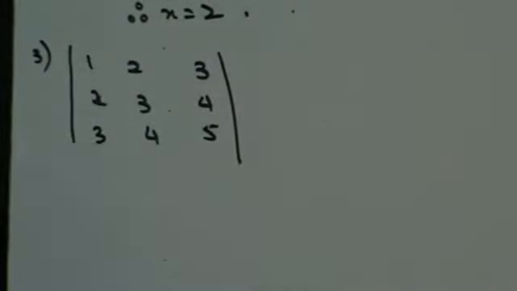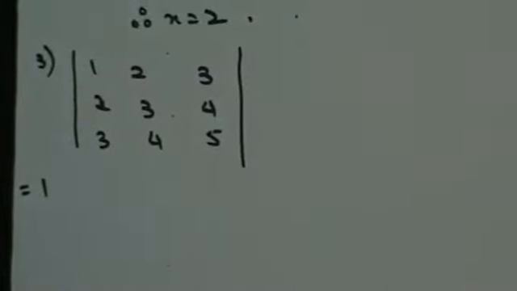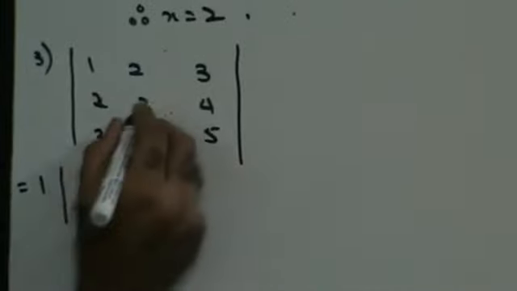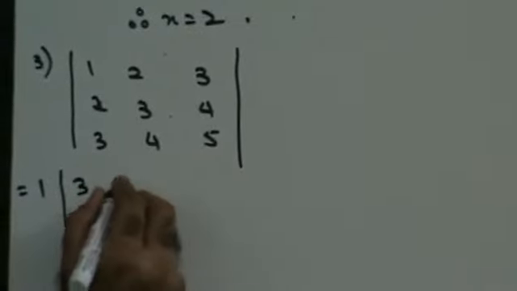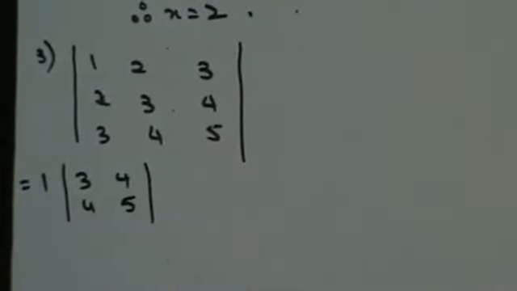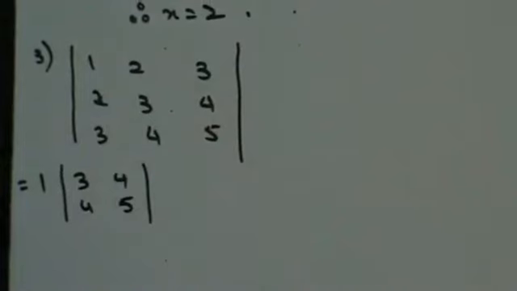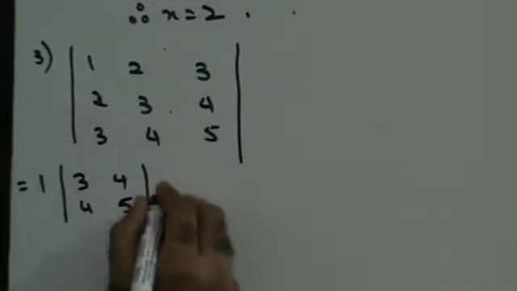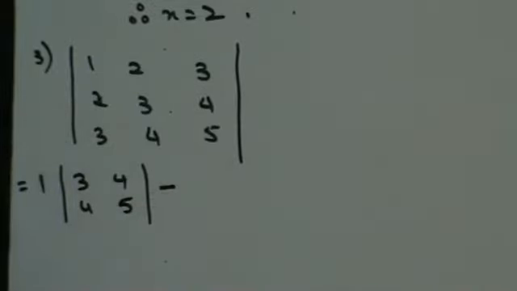Now, guys, can you please see this? What you have to do is take the first element of the first row. If I'm taking the first element of the first row, that means I cannot take the first row and the first column. The element that I take, I cannot take that particular row and that particular column. That leaves me with 3, 4, 4, 5, minus. Why minus? That's a part of the formula.